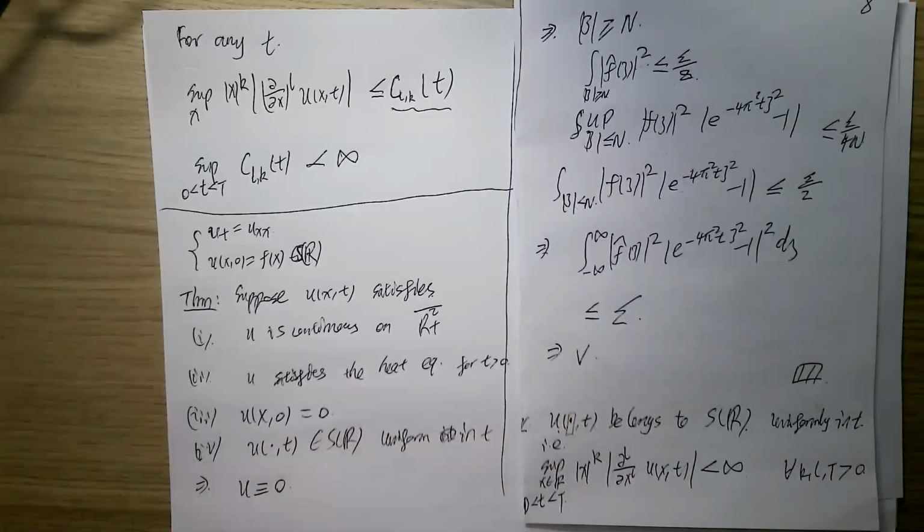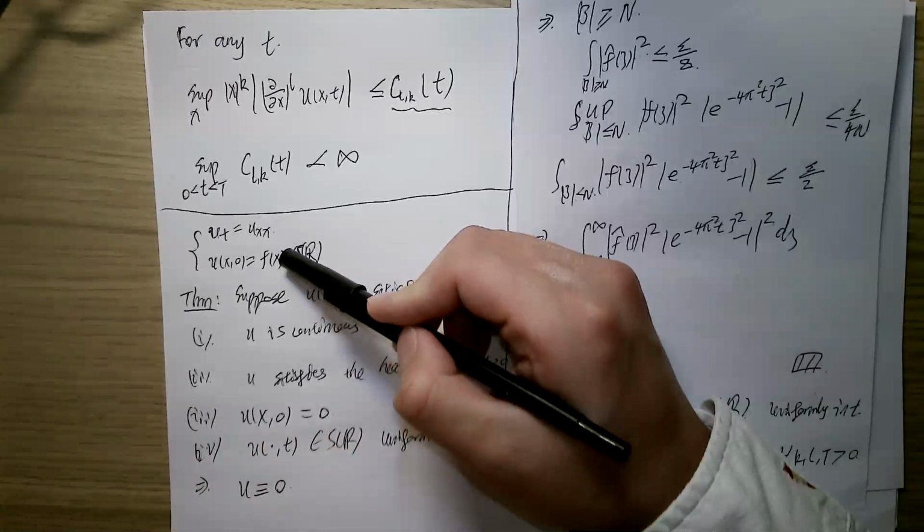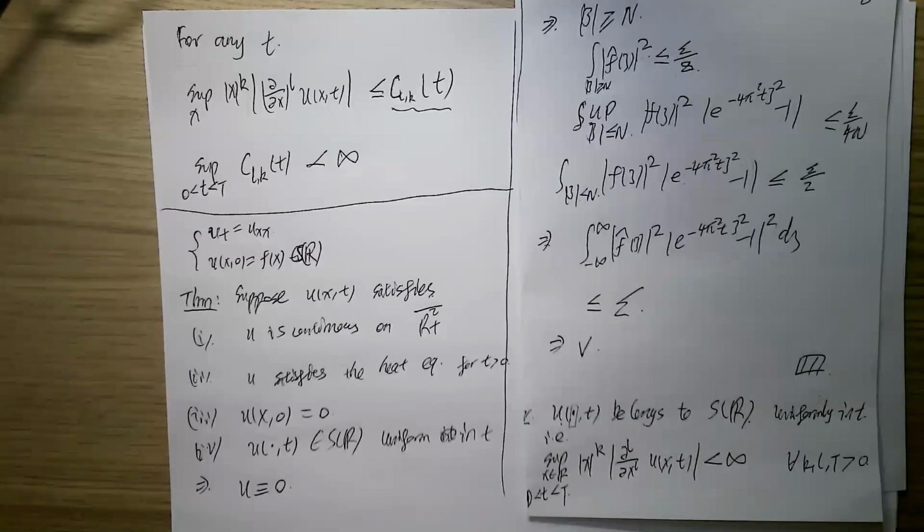Which means if you have two solutions, you take the subtraction of these two solutions, then it will be a new function that satisfies the heat equation but with the initial value 0. And we claim that this function must equal 0, which means you cannot have two different functions both satisfying this initial value problem. Any questions?